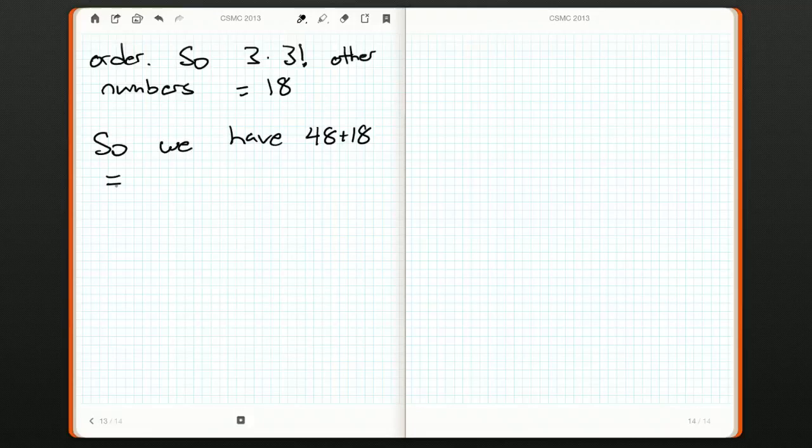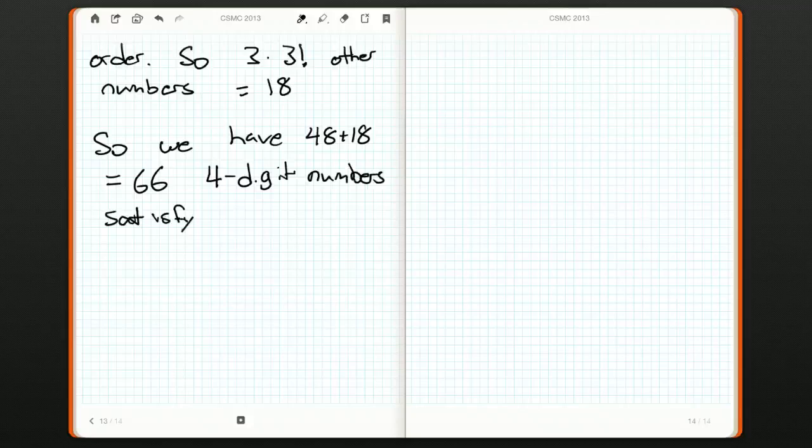So we have 48 plus 18. 48 because of the previous cases and 18 from the other cases. And we combine those together and get all the cases, all the 4-digit numbers that work. So that's 66 4-digit numbers. So we get 66 4-digit numbers satisfying the conditions. Okay, and that was all the question asked us to do.